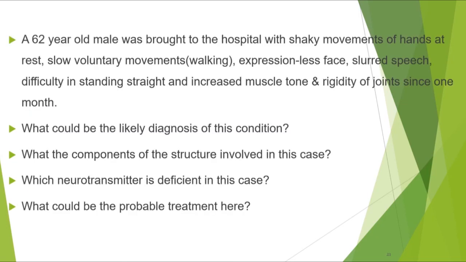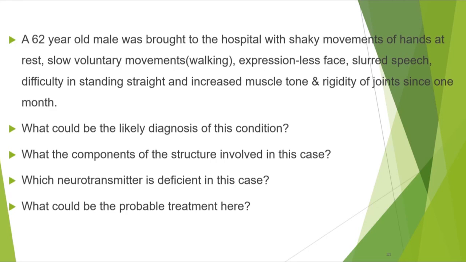We've come back to the clinical scenario now. We've completely gone through the session and now I think it will be easy for you to answer these questions. A 62-year-old male was brought to the hospital with shaky movements of hands at rest, slow voluntary movements, expressionless face, slurred speech, difficulty in standing straight and increased muscle tone and rigidity of joints since 1 month. What could be the likely diagnosis of this condition? Obviously, the answer is Parkinsonism.